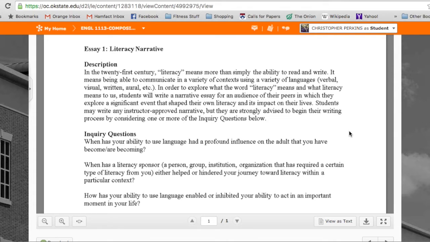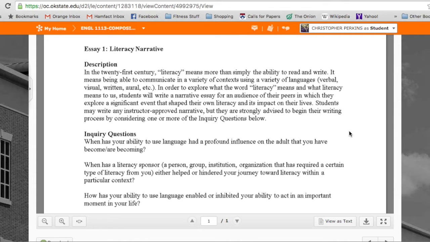So in the 21st century, literacy means more than simply the ability to read and write. It means being able to communicate in a variety of contexts using a variety of languages: verbal, visual, written, oral, etc. And I'll explain what that stuff means here in a minute. In order to explore what the word literacy means and what literacy means to us, students will write a narrative essay for an audience of their peers in which they explore a significant event that shaped their own literacy and its impact on their lives.